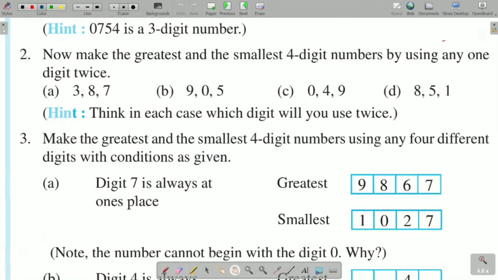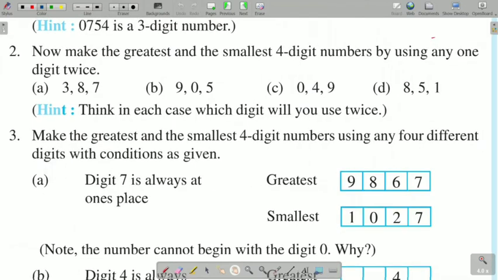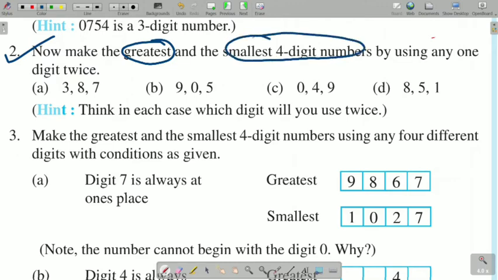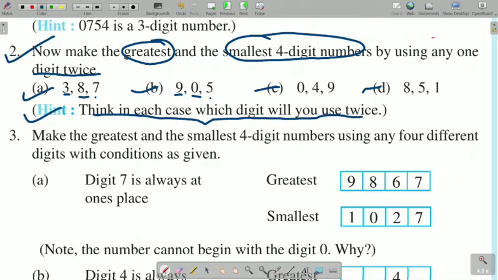In question number 2, what we have to do? Let's read it properly. Now make the greatest and smallest 4-digit numbers by using any 1 digit twice. So we have to make a 4-digit number, but here in questions A, B, C and D, we have only 3 digits: 387, 905, 3 digits. So to make the greatest and smallest 4-digit number, what we have to do? Any one digit we have to use 2 times. Twice means 2 times. And here is one hint: think in each case which digit will you use twice.